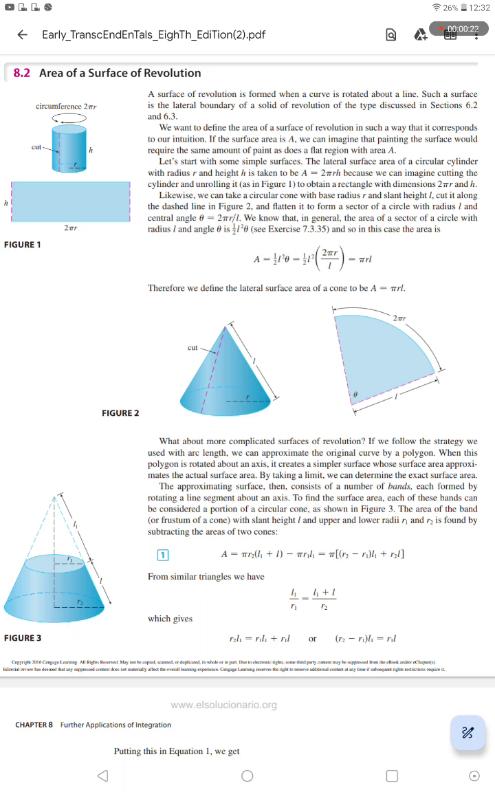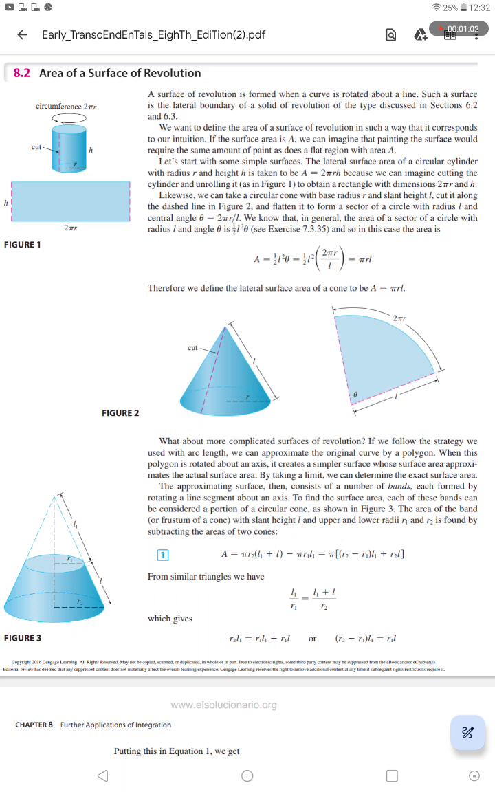Back to the text. A surface of revolution is formed when a curve is rotated about a line. Such a surface is the lateral boundary of a solid of revolution of the type discussed in sections 6.2 and 6.3. We want to define the area of a surface of revolution in such a way that it corresponds to our intuition. The surface area is big A. We can imagine that painting the surface would require the same amount of paint as does a flat region with area big A. Let's start with some simple surfaces.